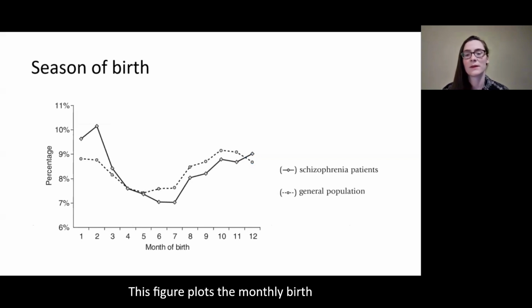This figure plots the monthly distributions of births for the schizophrenia patients, which is the solid line, and the general population, which is the dashed line. There is an obvious peak in February, which is month 2, and a trough from June to July. But in the general population, no such patterns can be observed.